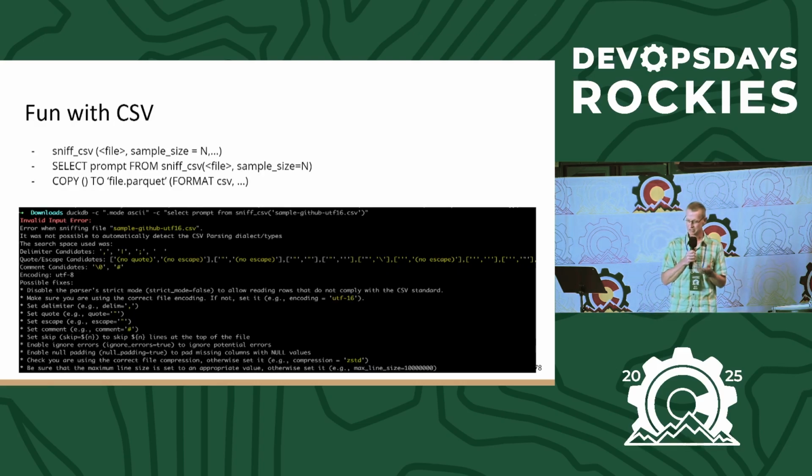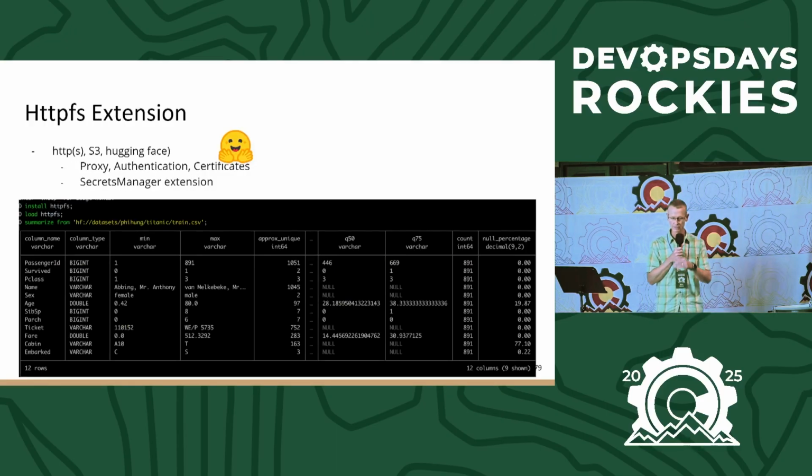So if we're working with CSVs, a problem I've had is trying to load it into Excel, and it gives you no information as to why it didn't load. Here it has this sniff CSV, and you can see on this printout that I tried to import a file that it didn't understand, and it prints out a whole laundry list of things to try.